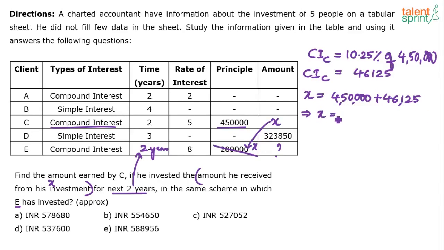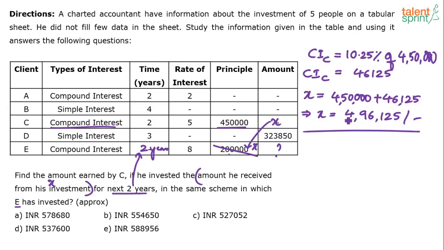So what is X? You can cut down a few steps here. You don't have to write down every step. So 4,50,000 plus 46,125, which is 4,96,125. Now this 4,96,125 is invested in E's scheme. So let's now come to the next part of the solution. The first part is done. The second part of the solution.